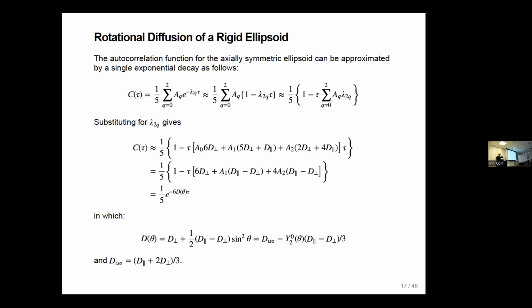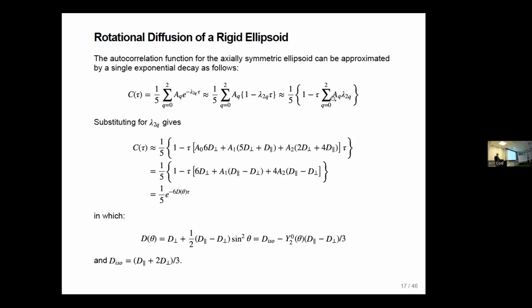And you can look up this paper. What I've done here is something much more simple, which is to say that suppose we have our 3 exponentials for the axially symmetric molecule. It would work the same for an anisotropic molecule. And then I expand to first order in a Taylor series. Then I can do the sum, obviously.